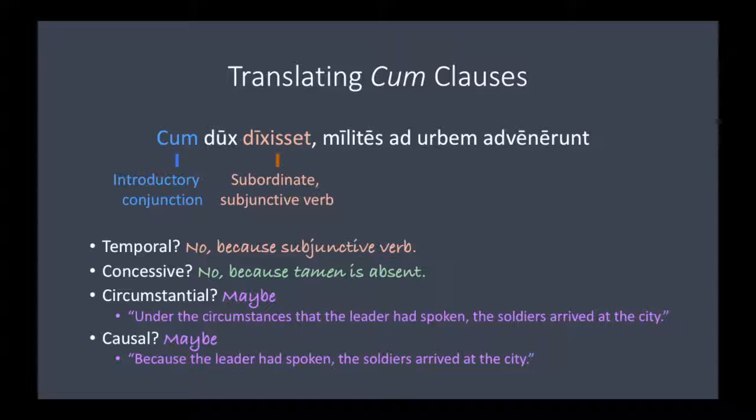In order to determine which it is, we must look at context clues and translate the sentence to see which option makes more sense. According to the pattern for circumstantial clauses, it would read, under the circumstances that the leader had spoken, the soldiers arrived at the city. This translation implies that only after the leader spoke could the soldiers arrive at the city. According to the pattern for causal clauses, it would read, because the leader had spoken, the soldiers arrived at the city. This translation implies that the leader said something that made the soldiers go to the city.